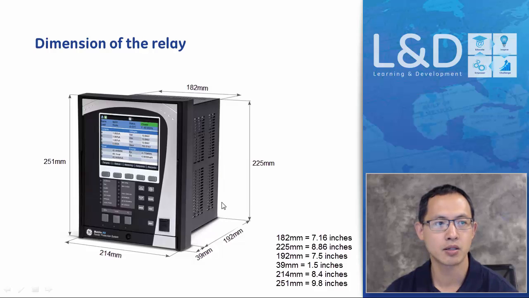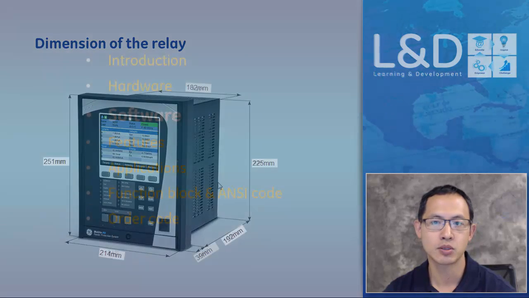The body part of the relay height is 8.84, width 7.15, and depth 7.55. The maximum weight of the 8 series relays is 9 kilograms or 20 pounds.